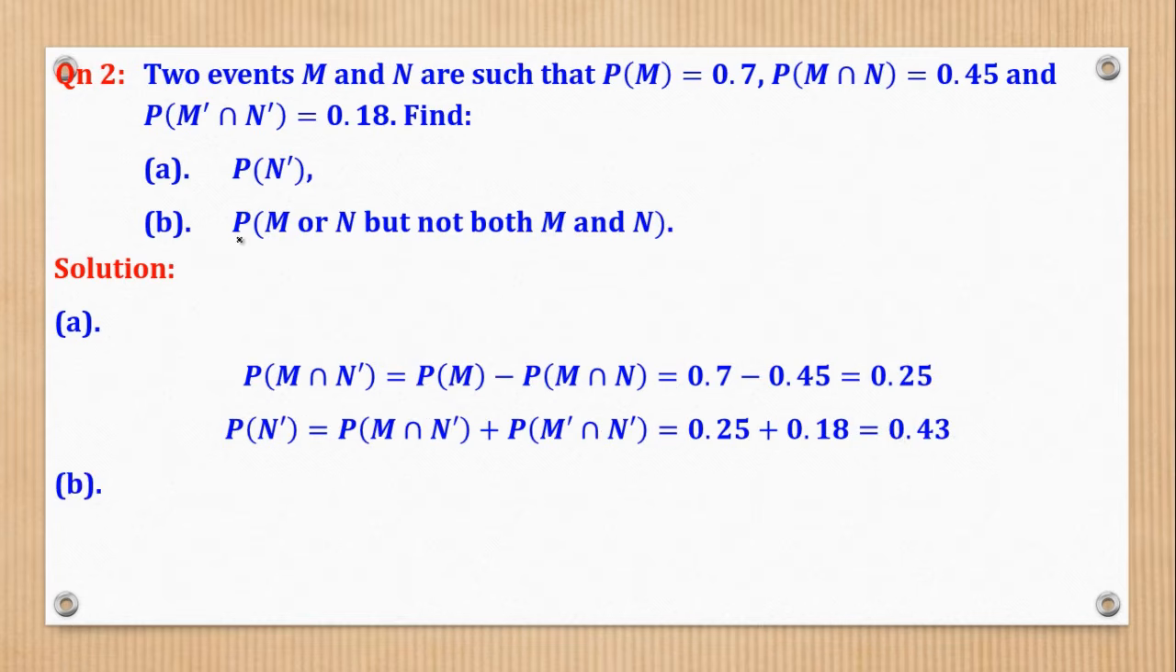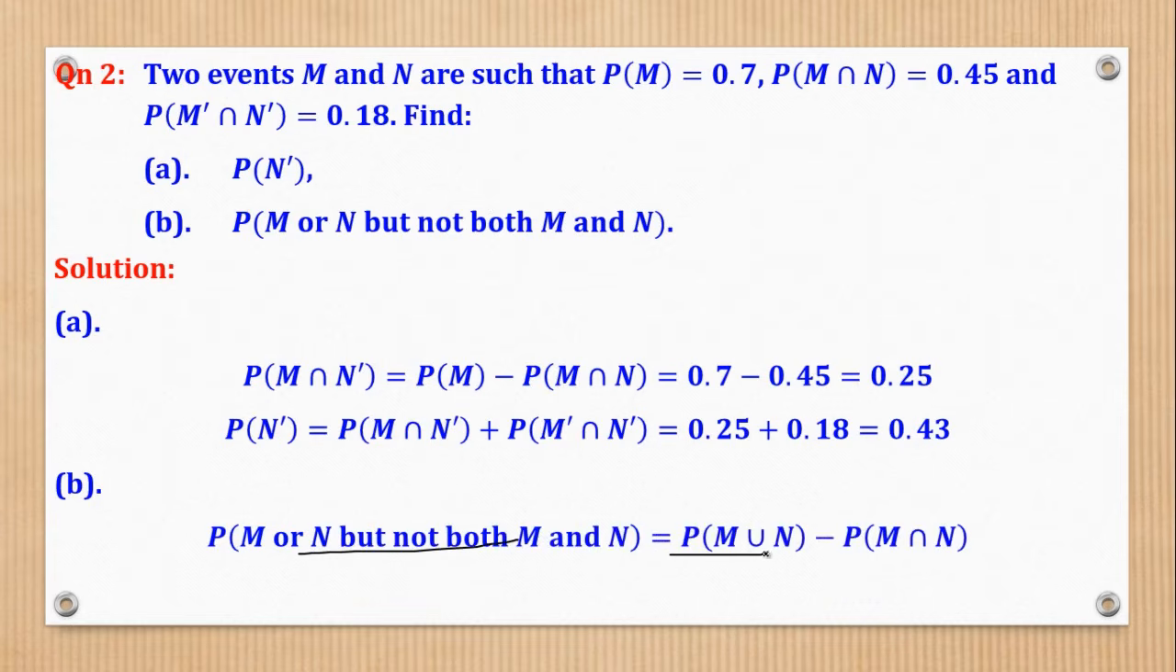Now part B, they said M or N but not both. That means this union minus the intersection, because they said but not both. And remember, the union includes the intersection. So this phrase, but not both, means that you have to eliminate the intersection. Therefore, I say this means probability of M union N minus the intersection.